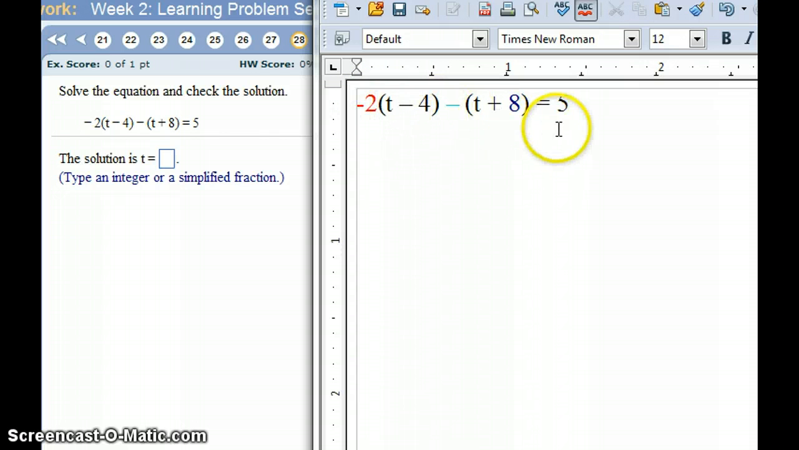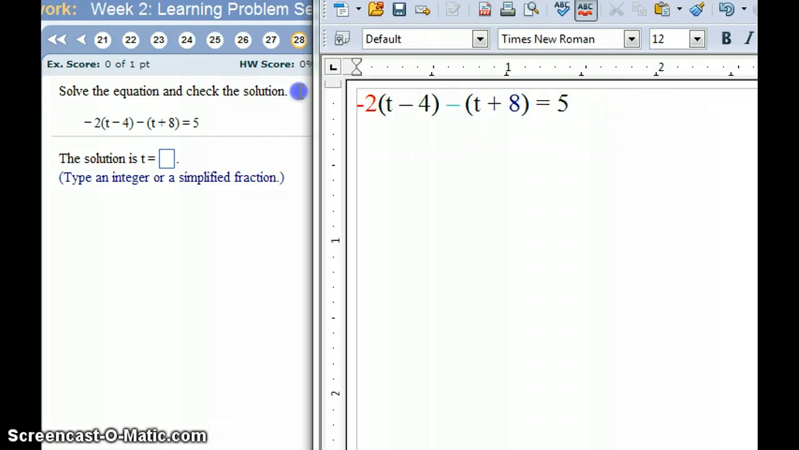So the very first step, before I can do anything as far as combining like terms on the left and getting that simplified into an equation that's a little easier to solve, I'm going to have to use the distributive property. There's understood to be multiplication here between the negative 2 and the t minus 4. It's not just negative 2 times t, it's negative 2 times t minus 4. I have to multiply the negative 2 times both of those terms.